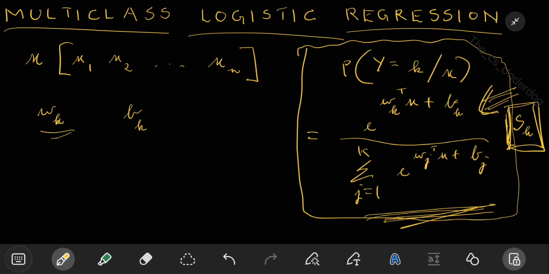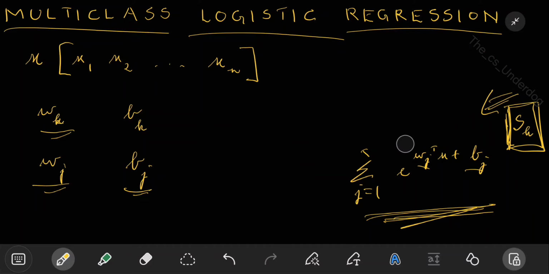So I'm writing it as BK. That is why I choose B instead of W0. Then the other terms are Bj and Wj. So Wj is the weight vector corresponding to the jth class. Bj is the bias corresponding to the jth class. So this is the terminology that you have to understand here. So let us get into this. Let us understand how it works.